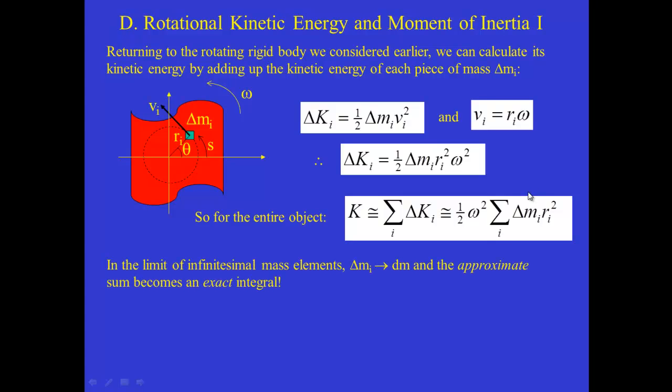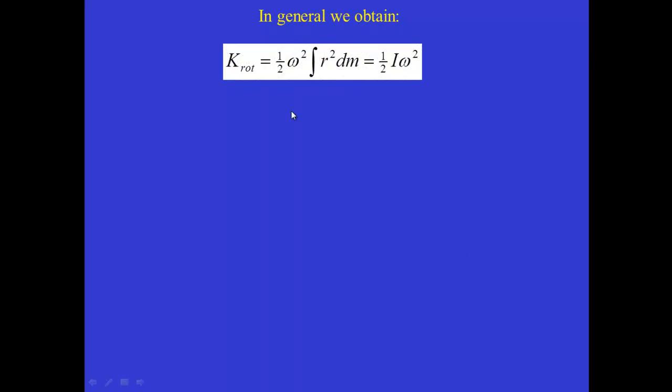So, when we take the limiting case where those delta m masses get smaller and smaller, then the sum becomes an integral, and the equality for the kinetic energy becomes exact. So we get the result that the entire rotational kinetic energy for the whole object is 1/2 omega squared times this integral, r squared dm, and that's what we called I, the moment of inertia. So we get a very simple formula for the rotational kinetic energy of an object rotating about a fixed axis. Once again, it's all in terms of this moment of inertia, which we can look up in the book for simple shapes.